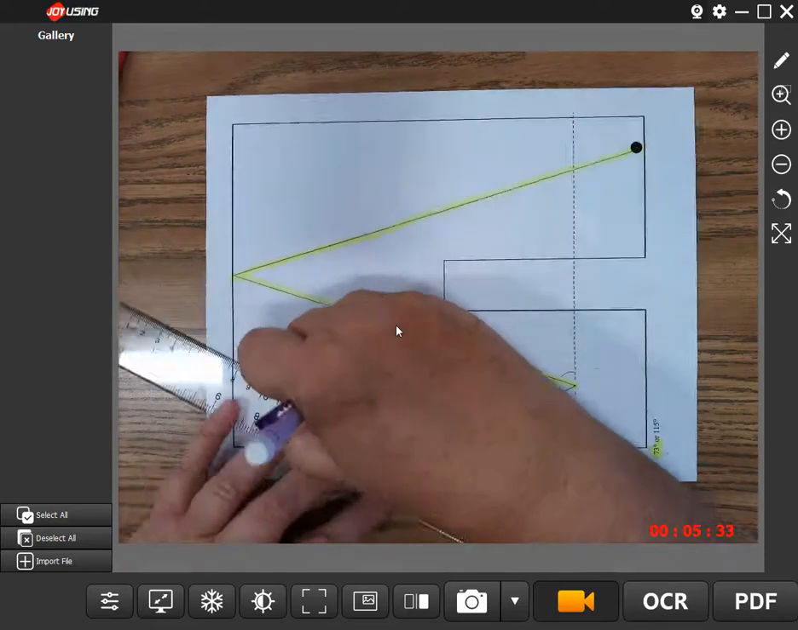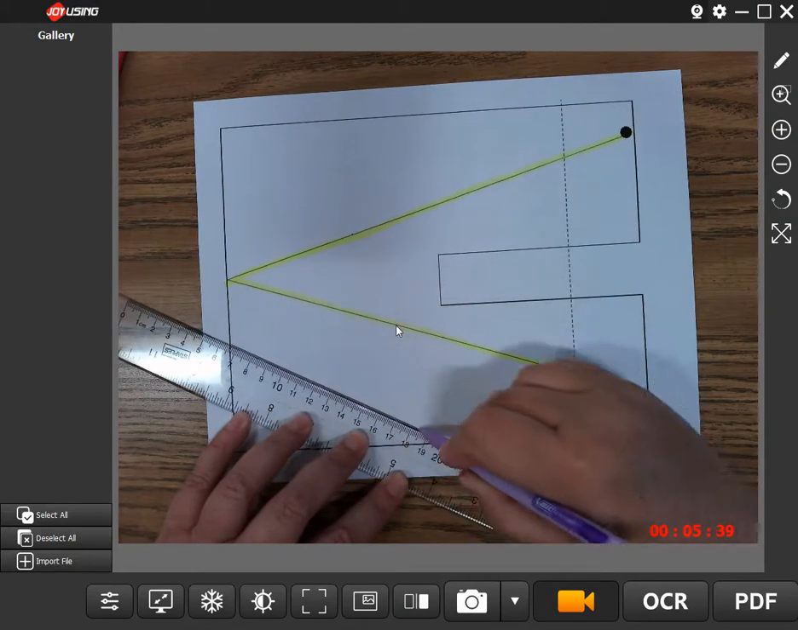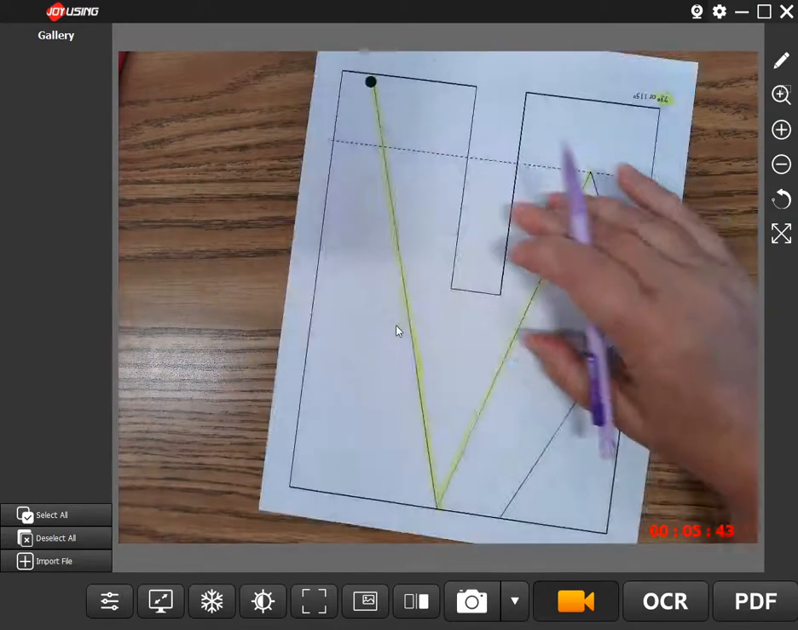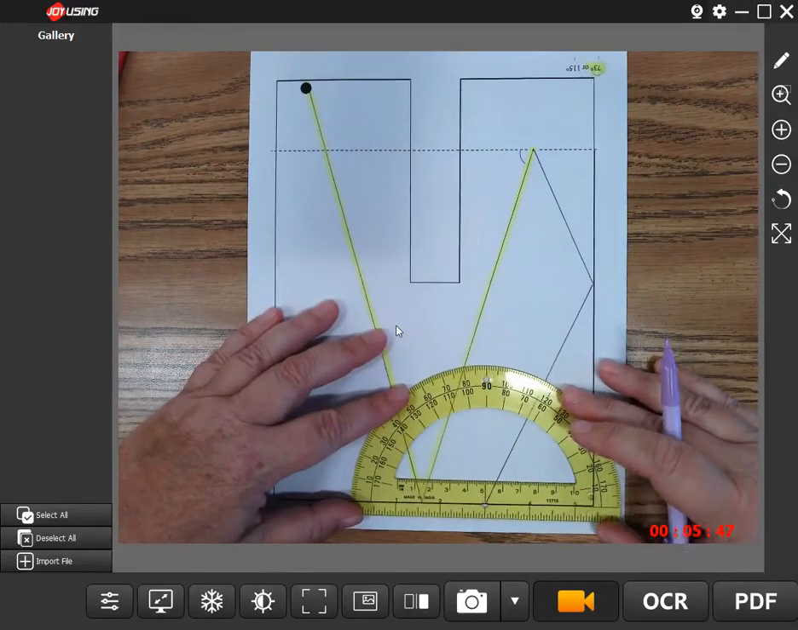I'm going to line up that vertex of my angle with that point. Here we go. All right, so notice I was 1 degree off so far. I did it on purpose to prove a point here.